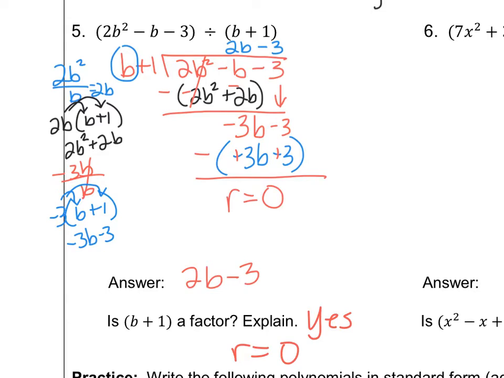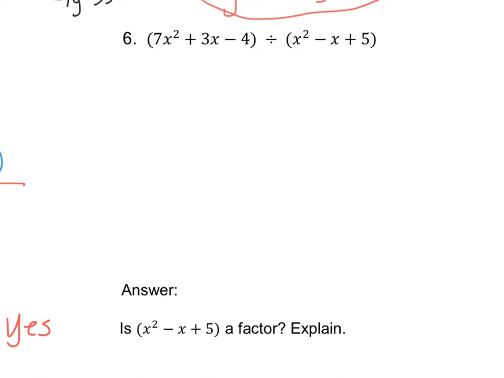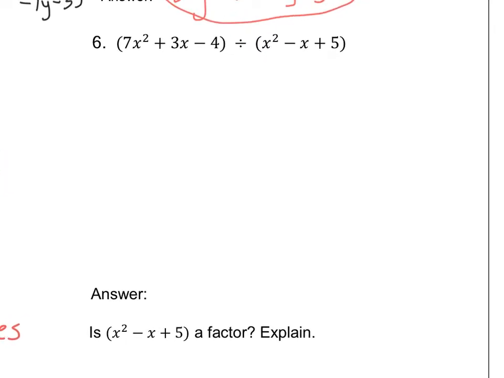Okay, so you should have gotten the answer of 2b minus 3 with no remainder. Since the remainder is 0, it is a factor. Okay, on number 6, we're actually going to divide a trinomial by a trinomial. Actually, those are easier because there's a lot less steps involved. You're still just going to focus on the very first term of the divisor. So in this case, you're focusing on dividing using the x squared. So go ahead and give this your best shot. Pause your video, and then when you've got it completed, check back for the answer.